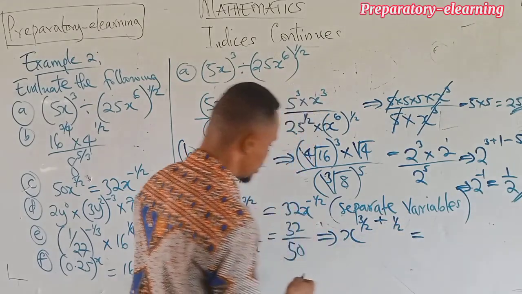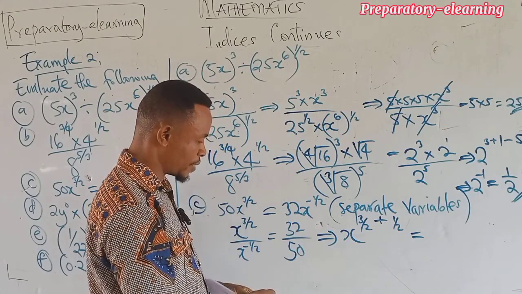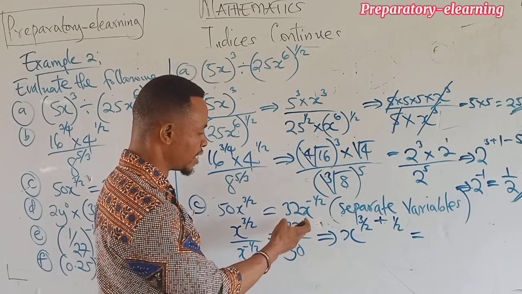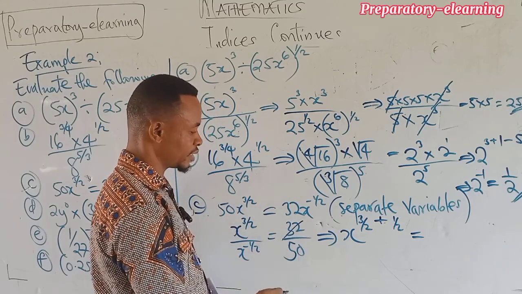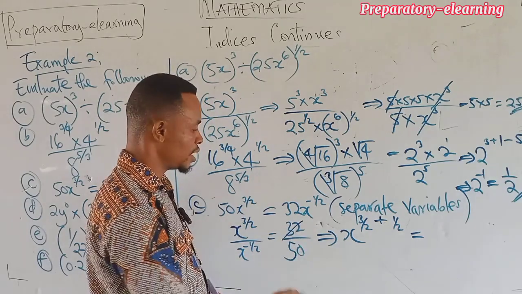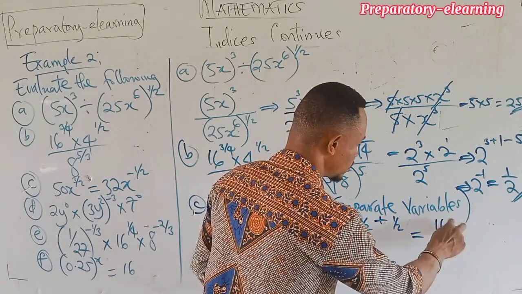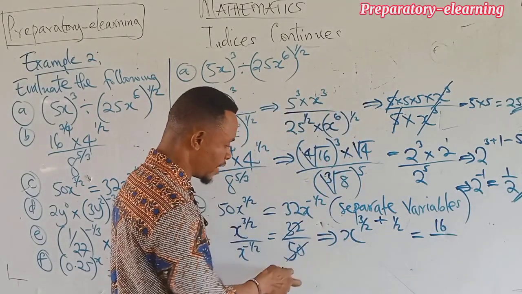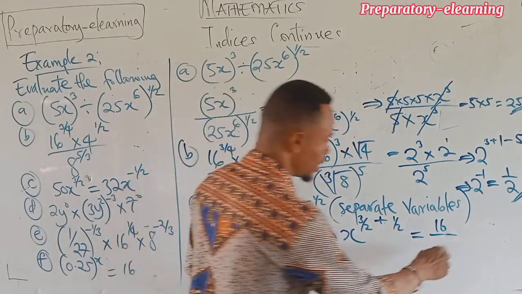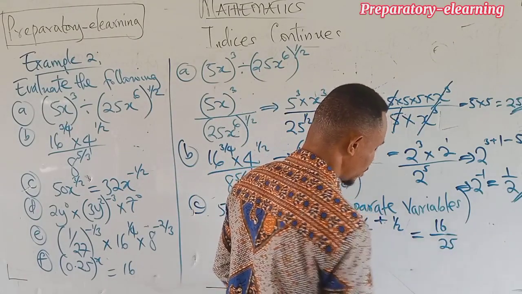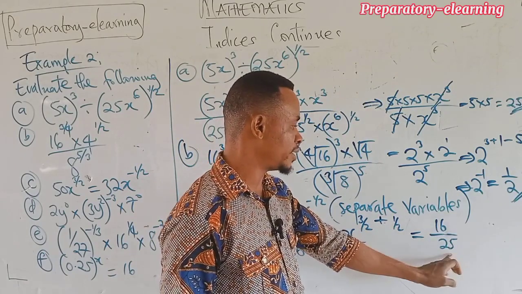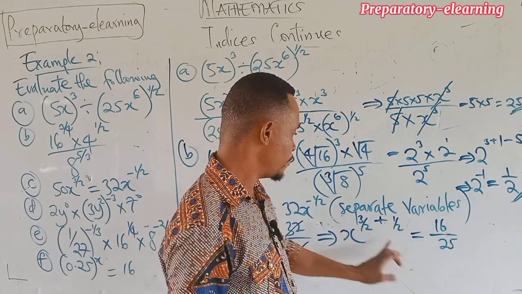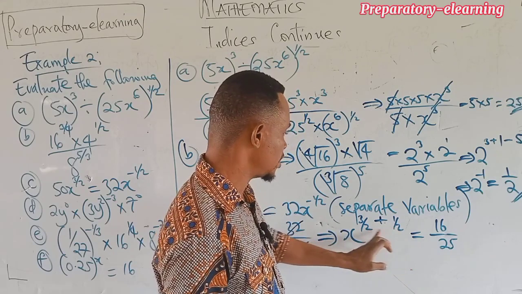Equals to, now something can divide this. Let's break this down a little. 2 can divide 32 and 50. 2 goes into 32, we have 16. 2 times 16 is 32. We have here 16. Now the same 2 can divide this 50. What do we have there? 25. You can see no one factor can divide 16 and 25. We hold on there, but let us simplify this power.